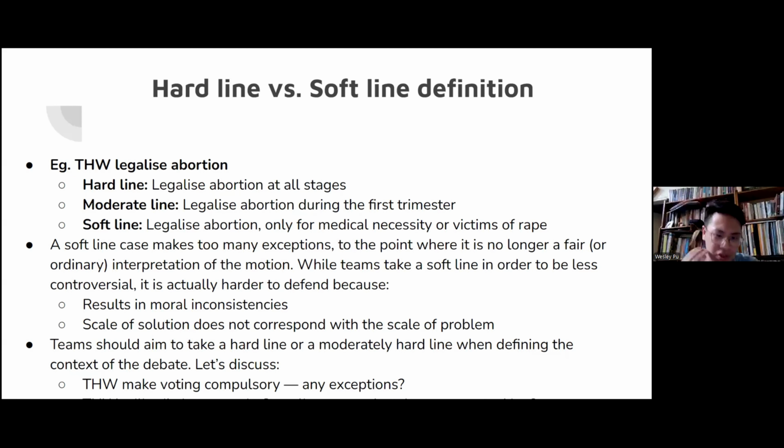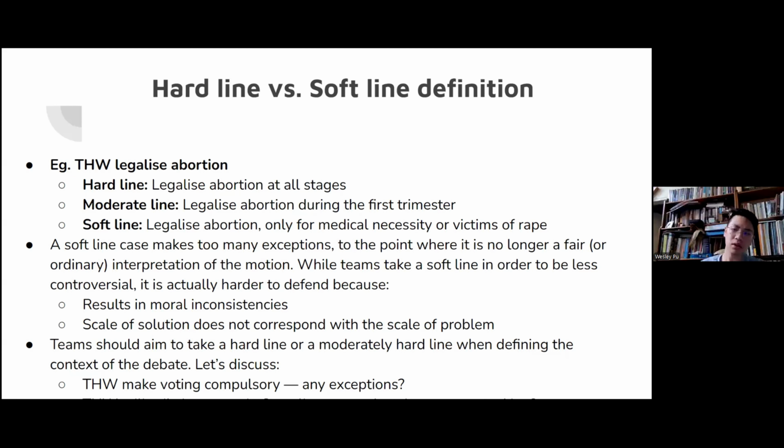What is the problem with the soft line? A soft line case makes too many exceptions to the point where it's no longer a fair or ordinary interpretation of the motion. Teams try to take soft line cases in order to be less controversial. That means you want to defend less things. That's why you want to take soft line cases. But soft line cases are harder to defend because, number one, they result in a lot of moral inconsistencies, and number two, the scale of the solution doesn't correspond to the scale of the problem.